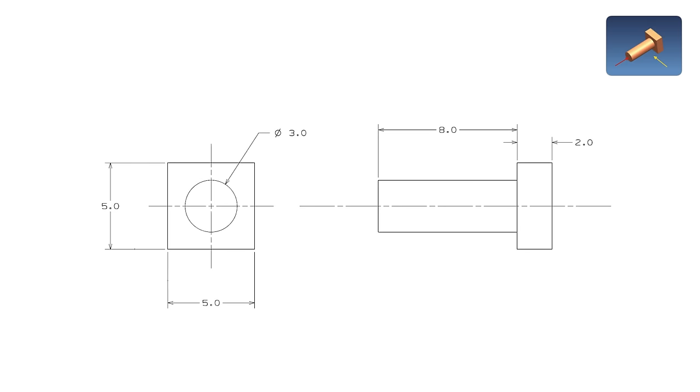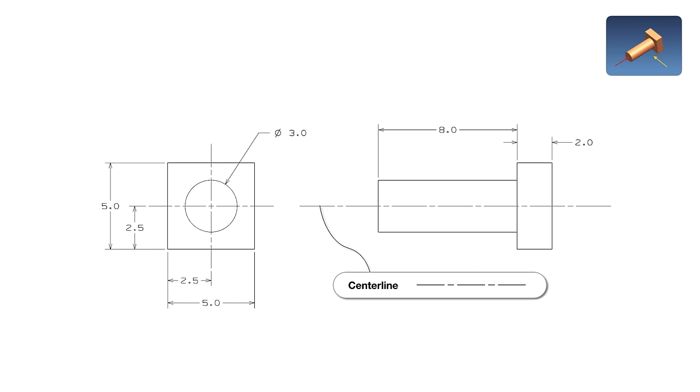Center lines are these lines drawn with alternating long and short dashes, and they're used to show the centers of radial features and other lines of symmetry. We can dimension to the center line to show the position of the shaft. All right, now this drawing is looking great. If I was working with a team, I could hand this drawing to my teammate and they'd know what I was thinking in my head.